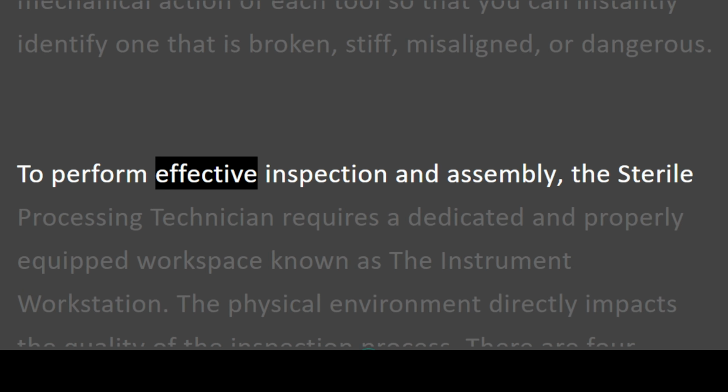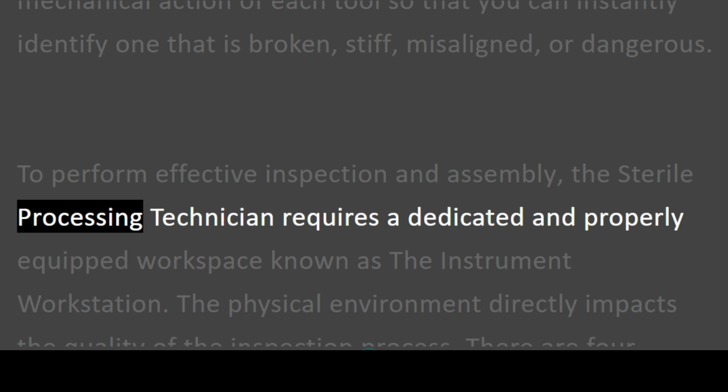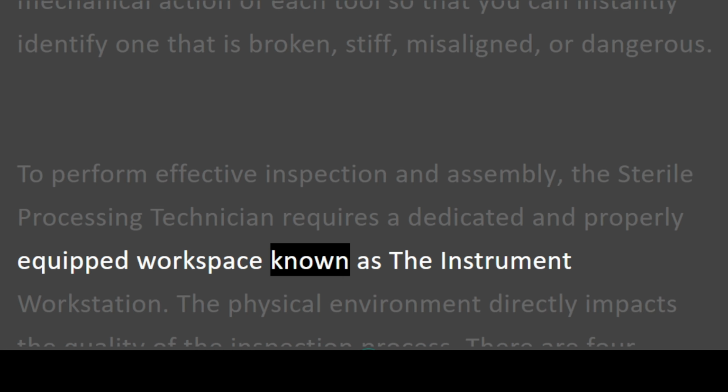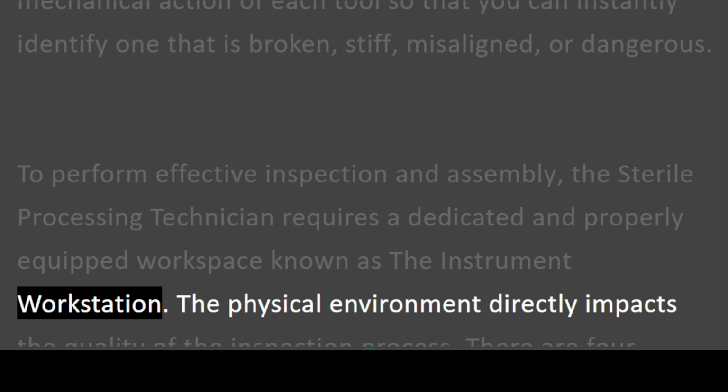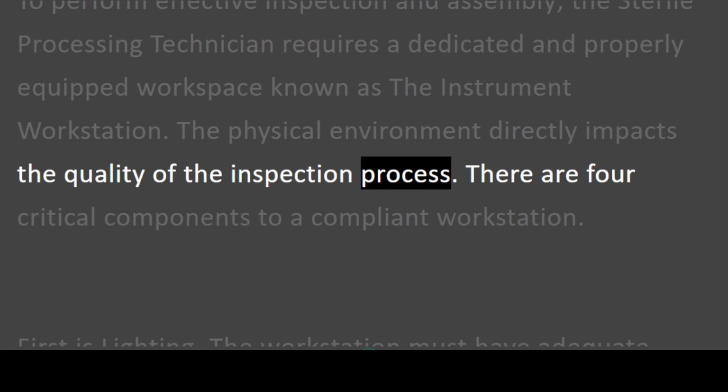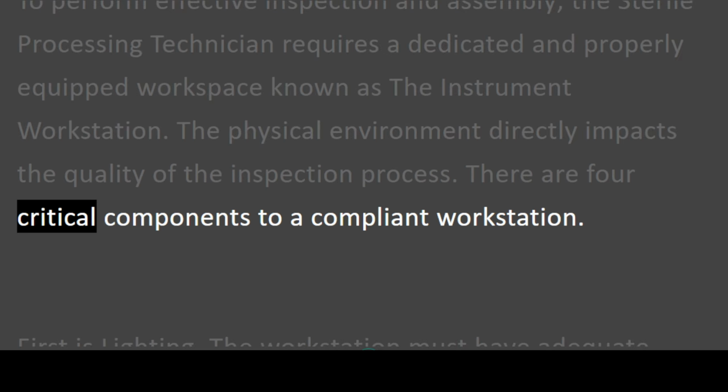To perform effective inspection and assembly, the sterile processing technician requires a dedicated and properly equipped workspace known as the instrument workstation. The physical environment directly impacts the quality of the inspection process. There are four critical components to a compliant workstation.